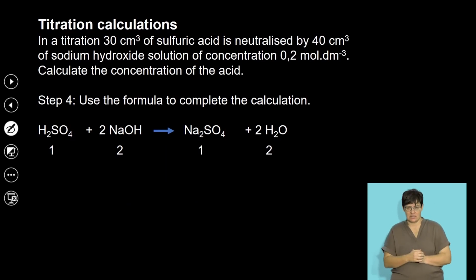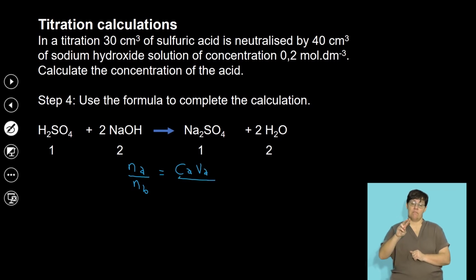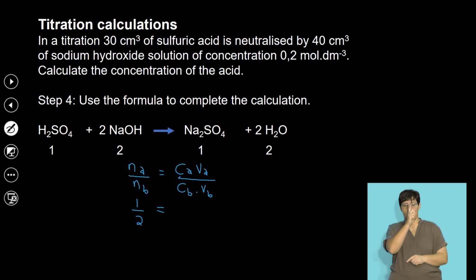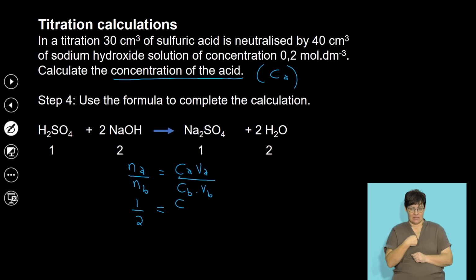The formula says to us moles of acid over moles of base is equal to concentration of acid, volume of acid, divided by concentration of base, volume of base, right? So this is what we have. Now, the stoichiometric ratio of acid to base is 1:2, right? That is equal to, we don't know the concentration of the acid because the question says calculate the concentration of the acid. In other words, we're looking for C subscript A, right? So this is the unknown, okay?